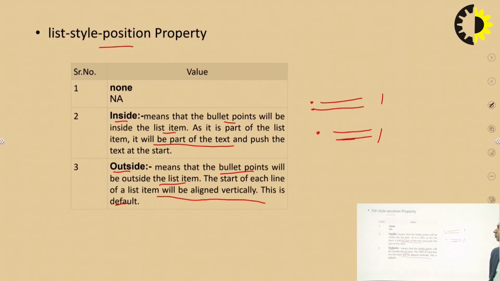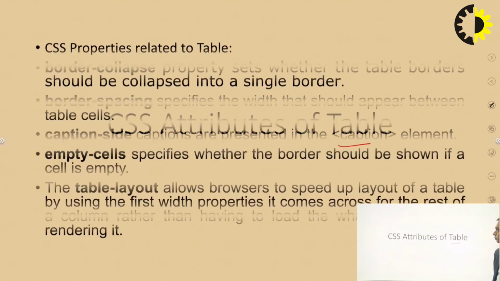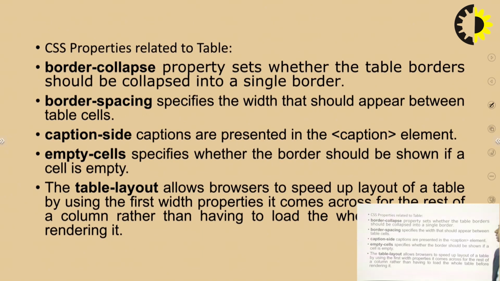Next, I am going to discuss the CSS properties of the table. The first CSS property of the table is border-collapse. This property sets whether the table borders should be collapsed into a single border or not, which I am going to discuss. The second property is border-spacing, which gives the space between the table cells. The third property is caption-side. The table caption can be displayed at the top or at the bottom of the table, which you can set here. The fourth property is empty-cells.